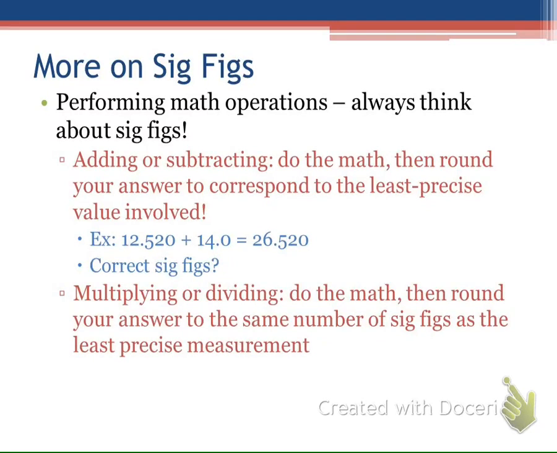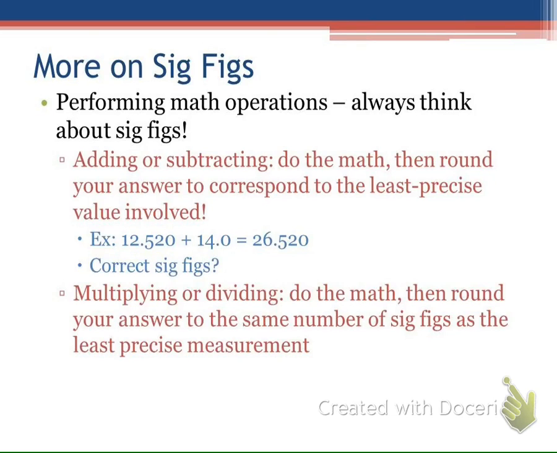So our multiplying and dividing rules. Again, the math operations don't change. You still multiply like you're supposed to. You still divide like you're supposed to. You round your answer at the end to the fewest number of significant figures. So round your answer to the same number of SigFigs as the least precise.